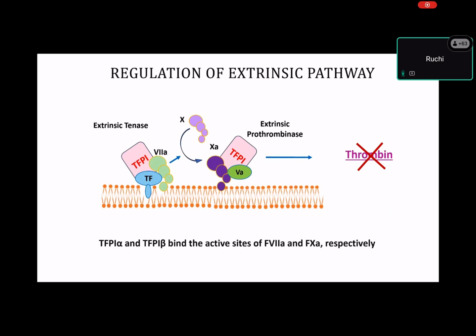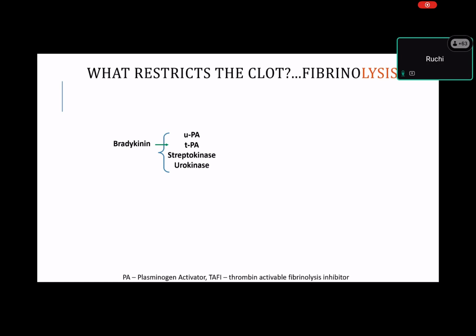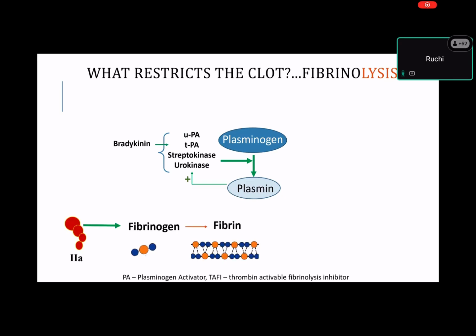Now who will restrict the clot that has formed? So that is the fibrinolytic pathway. For the activation of the fibrinolytic pathway, we have tissue plasminogen activator and urokinase plasminogen activator, which are produced from the endothelial cells or from the hepatocytes, and which act on plasminogen, which gets converted into plasmin. This plasmin also has a positive feedback loop on its own activators. And the fibrinogen that was converted to fibrin by thrombin is broken down into fibrin degradation products by this plasmin. So this fibrin clot is now getting restricted to the site of injury.